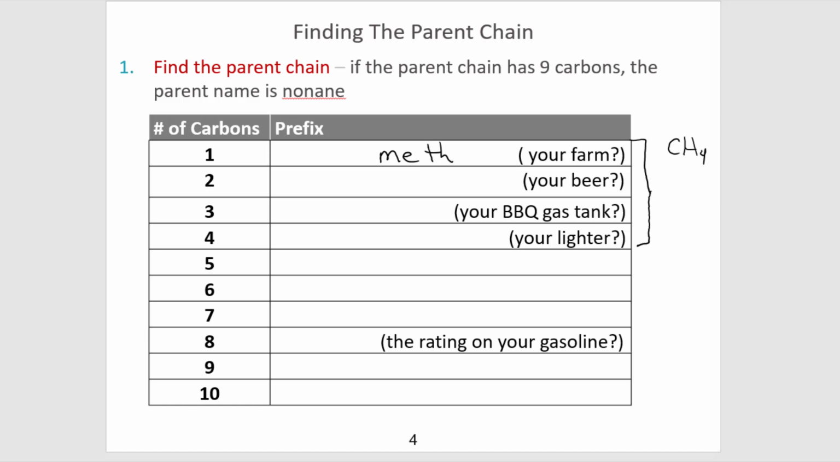Methane gas is a gas because it's just got 1 carbon, there's no hydrogen bonding interactions, there's no dipole, and it has very little surface area for van der Waals or London dispersion forces. So CH4 is a gas at room temperature, 1 atmosphere. That's your methane gas. Think about your farm. If you have 2 carbons as your longest chain, think about spirits or your beer, ethanol. That is eth.